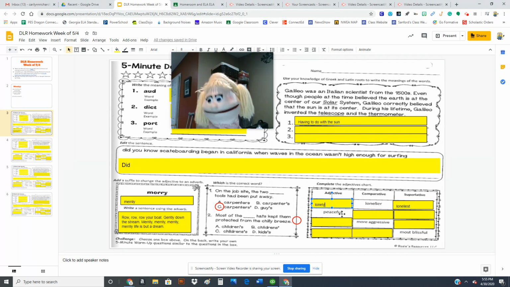We have the word peaceful, more aggressive, and blissful, more blissful. All right, so that's the end of our DLR homework. I hope you do all your homework because that's really important.